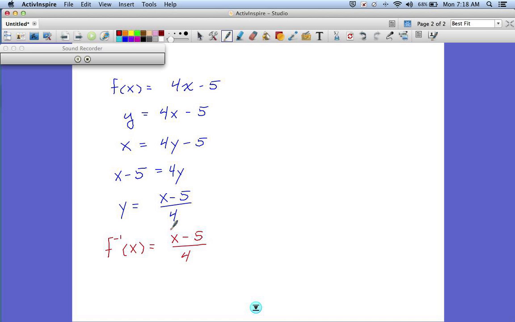And you can compose them if you'd like and see. You can even logically see this. If I plug x minus 5 over 4 in here, the 4's will cross out.